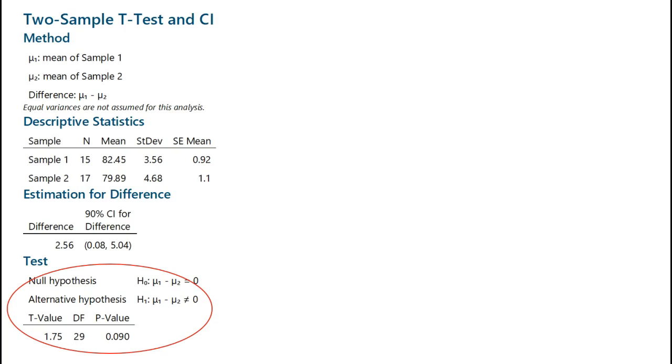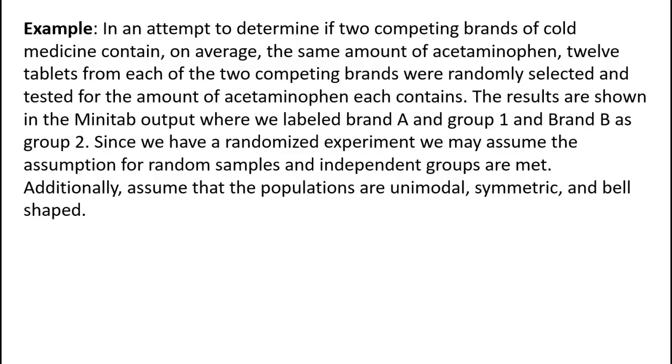Let's look at another example together. In an attempt to determine if two competing brands of cold medicine contain, on average, the same amount of acetaminophen, 12 tablets from each of two competing brands were randomly selected and tested for the amount of acetaminophen each contains. The results are shown in the Minitab output, where we label brand A as group 1 and brand B as group 2. Since we have a randomized experiment, we may assume the assumptions for random samples and independent groups are met. Additionally, assume that the populations are unimodal, symmetric, and bell-shaped.